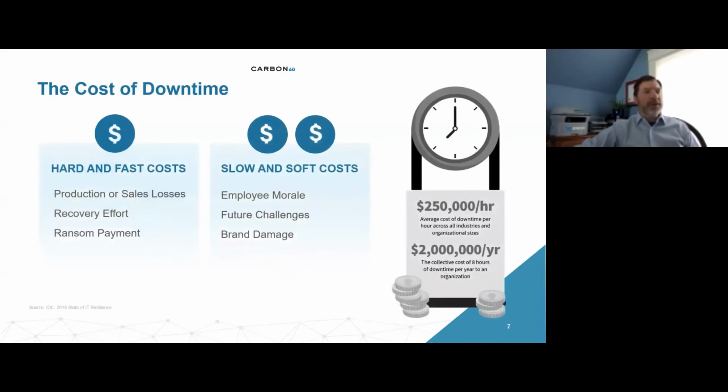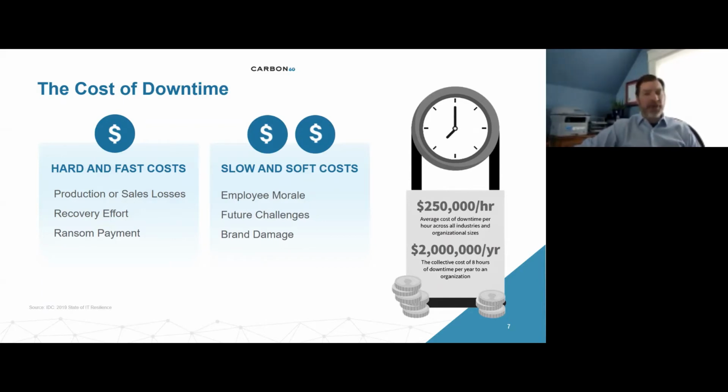So when we look at the cost of downtime and the cost of these outages, I often refer to them as the hard and fast costs and the slow and soft costs. The hard and fast costs are really easy in a lot of cases to calculate. If you're down, it could be production or sales losses. Most organizations know what their business does from a revenue perspective, sales and productivity. So if you're unable to operate, it's pretty easy to add up those costs and figure out what they are.